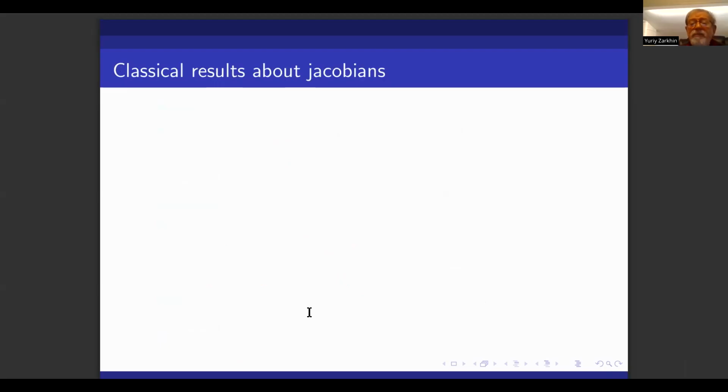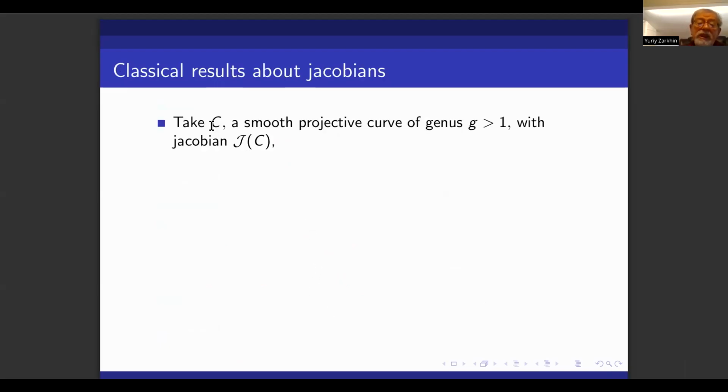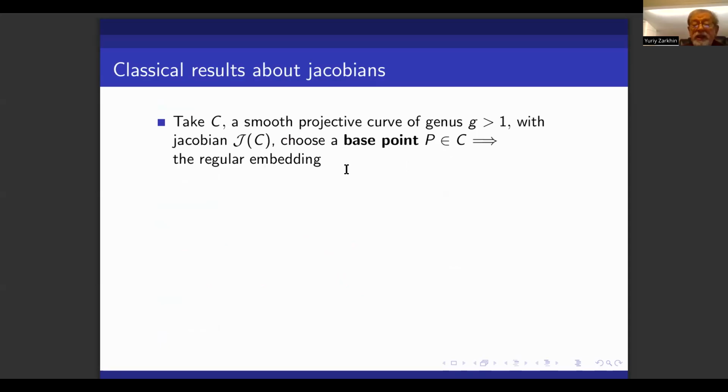Now let me remind you of a classical result about Jacobians. Let's take our curve C, which is a smooth projective curve of genus g greater than 1, with Jacobian J(C). Choose a base point P on C. To such a point corresponds the regular embedding of our curve C into the Jacobian. Namely, each point Q on C goes to the linear equivalence class of the degree zero divisor, which is just the difference of points Q and P.